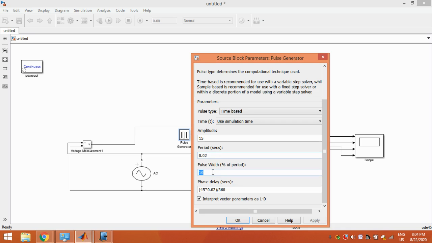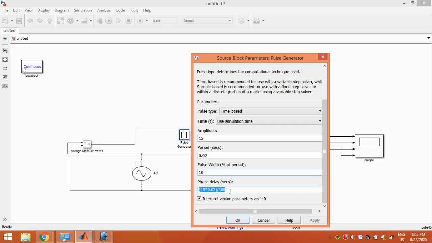Pulse width, again, when you read how an SCR works, probably you will understand that the width of the pulse does not have much impact on the conduction of the SCR. Once you give a pulse, the SCR will turn to the on state, and the width of the pulse is not a big deal for the performance of SCR switching. Of course, you need to give a pulse width more than the turn-on time, but here a width of 5%, 10%, anything is fine.